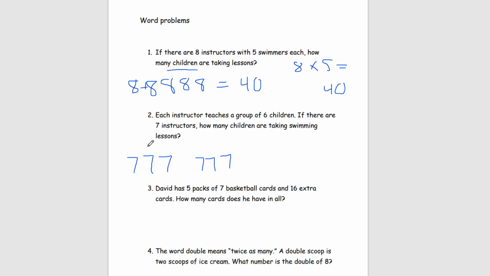This is the same as one of the previous questions. As we know, 3 times 7 is going to be 21. So we have two 21s. And 21 plus 21 is equal to 42. And that's our final answer. 42 children.